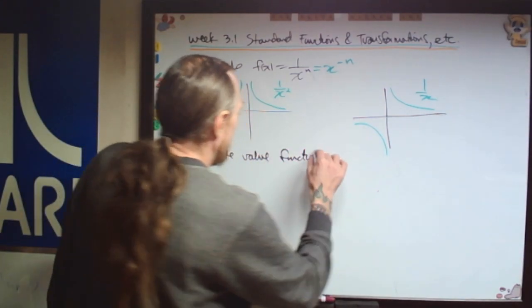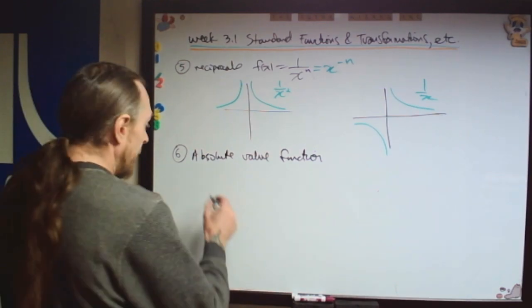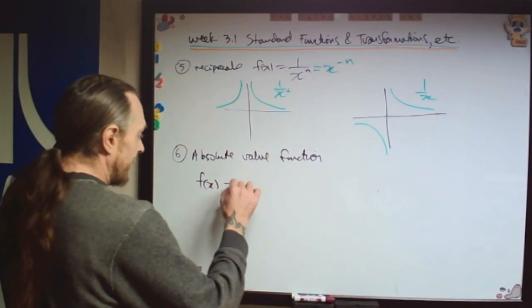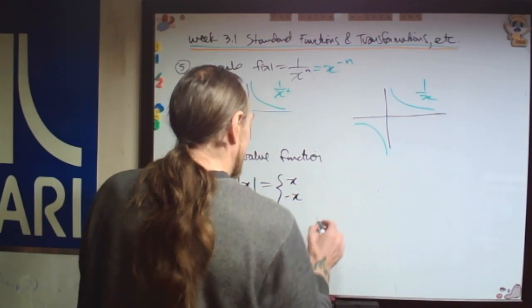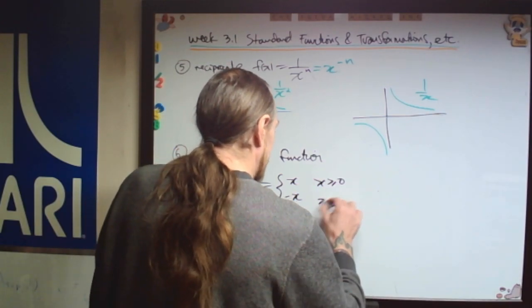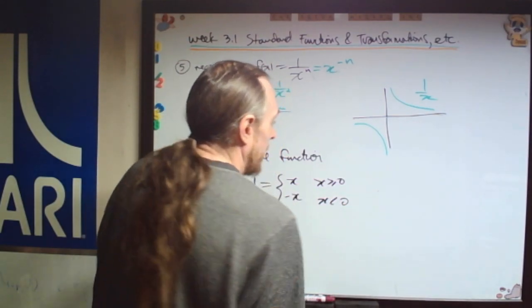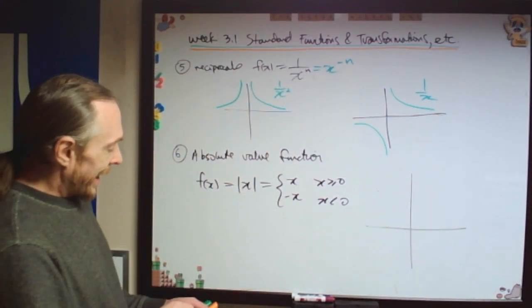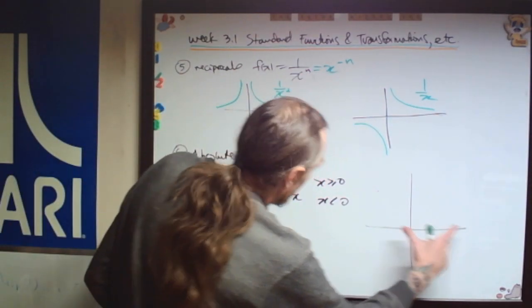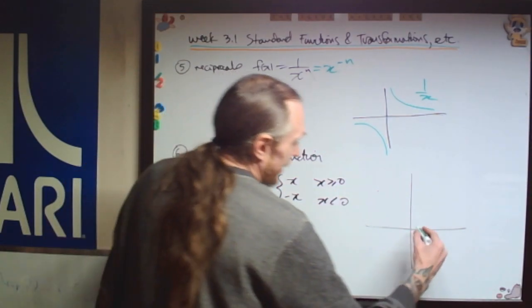What does the absolute value function do? Basically, it's our first piecewise defined function: the absolute value of x is x for x greater than or equal to 0, and negative x for x less than 0. And this looks like a V. When x is greater than or equal to 0, it's just a straight line, y equals x, and we know what that looks like.